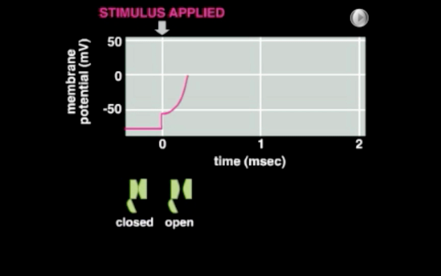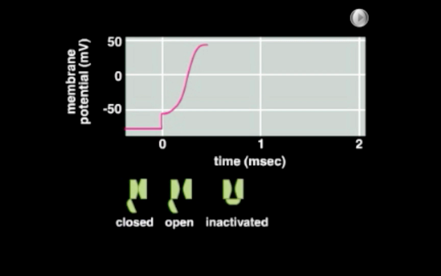If the depolarization is sufficient, even more sodium channels open, and the membrane potential rapidly approaches the equilibrium potential for sodium, about +40 millivolts. At this point, the sodium channels close, adopting the inactive conformation, where the channel is unable to open again even though the membrane potential is still depolarized. The sodium channels will remain in this inactivated state until a few milliseconds after the membrane potential returns to its initial negative value.